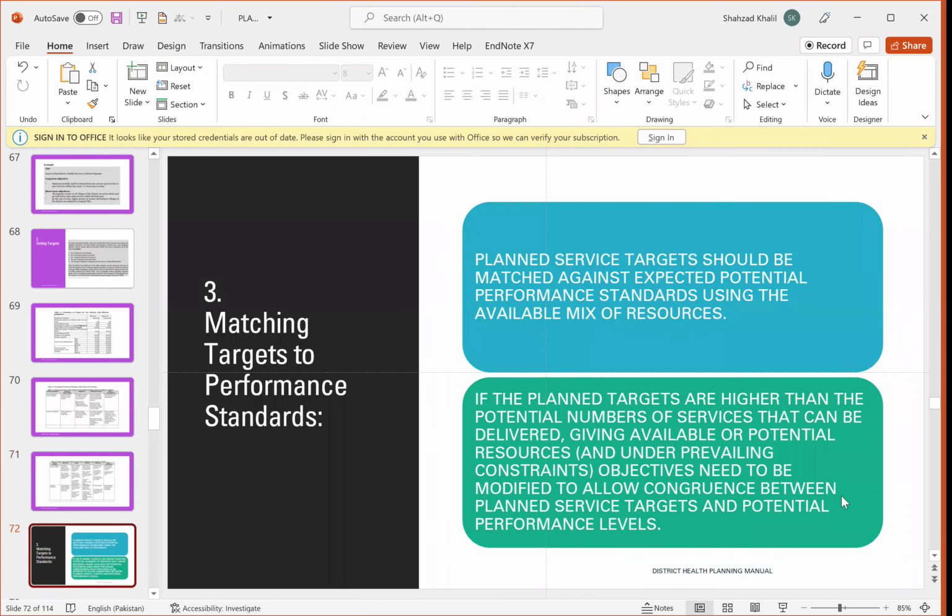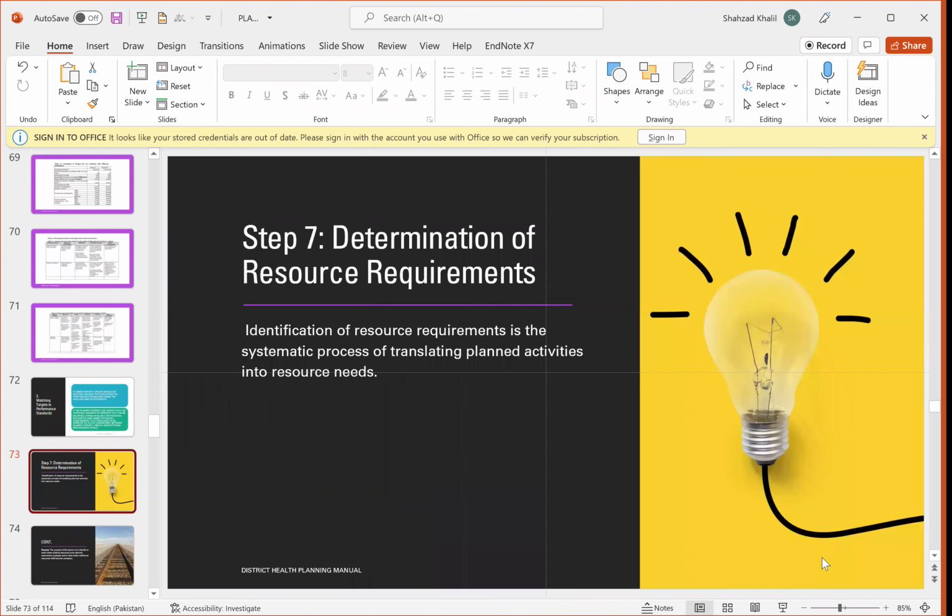Then, matching targets to performance. Planned service targets should be matched against the expected potential performance standard using the available mix of resources. If the planned targets are higher than the potential number of services that can be delivered given available or potential resources, objectives need to be modified to allow congruence between planned services and the potential performance level.